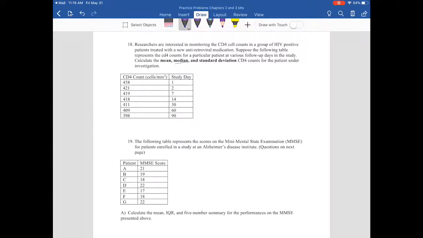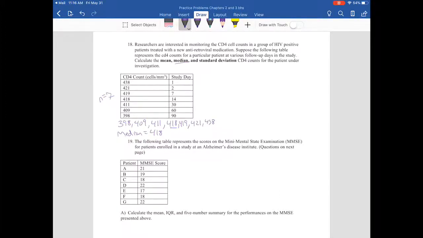Anytime you see median, you need to put the data set in order. So we're going to do that real quick. This would be 398, 409, 411, 418, 419, 421, and 438. So our median value is going to be 418. We can write that as 418 right there. If we wanted to do a 5-point summary, we easily can since the values are in order here. One thing we always want to do is know how many data points we have in a set. In this set, we have n equals 7. Put that on the side.